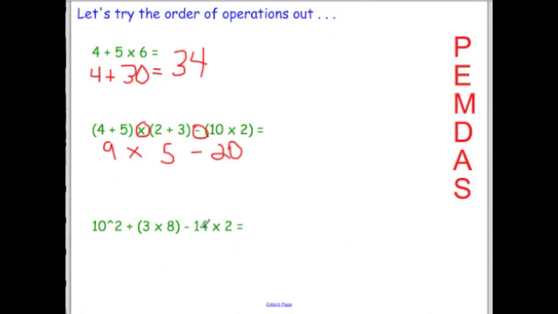So now we've already gone back into our please excuse my dear Aunt Sally. And we see that multiplication is before the S of subtraction. Subtraction is the last thing we do. So if we take 9 times 5 gives us 45. Then we have to subtract 20. So 45 minus 20 is 25. So our answer for that one should have been 25.